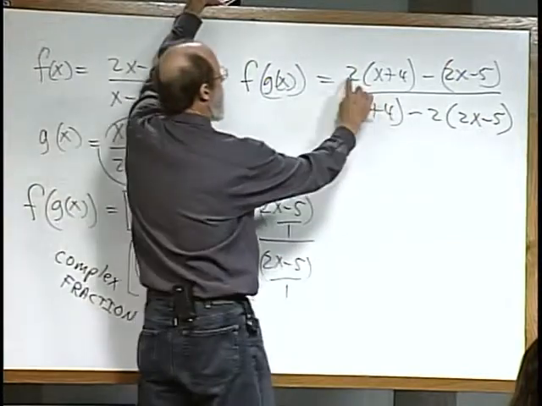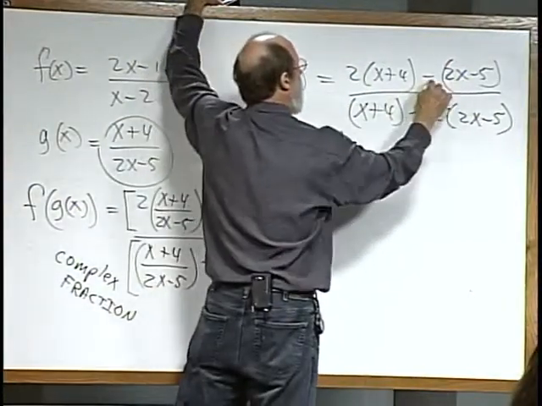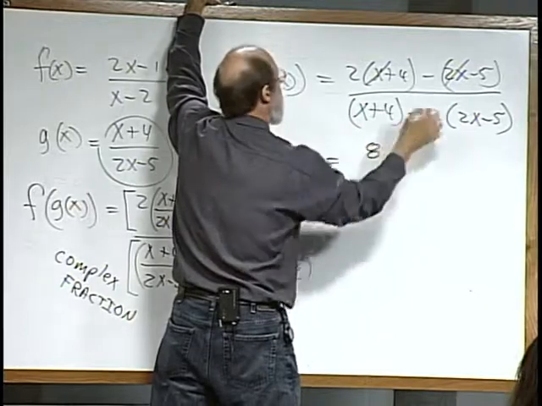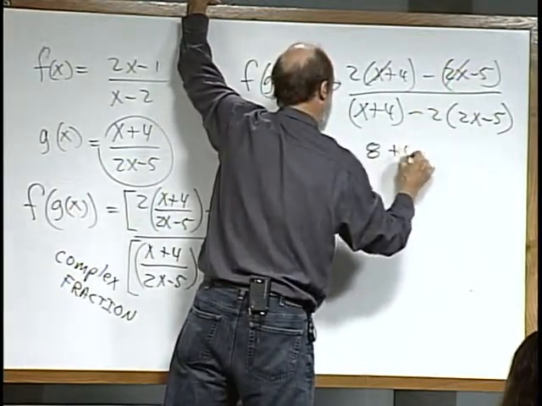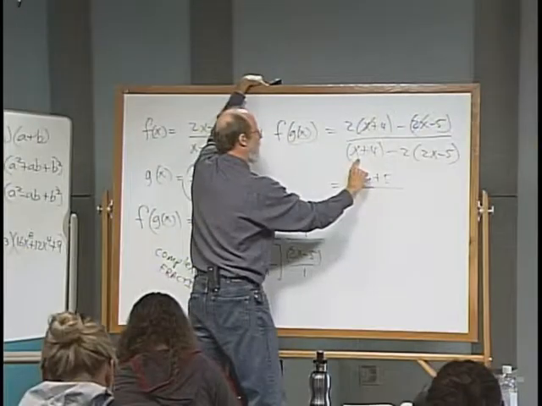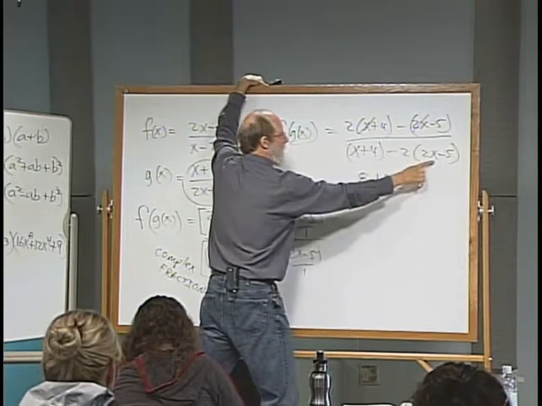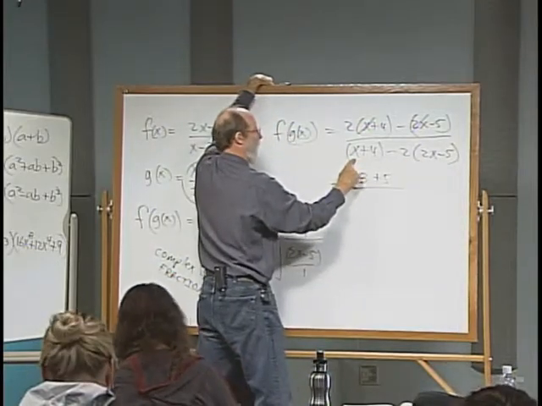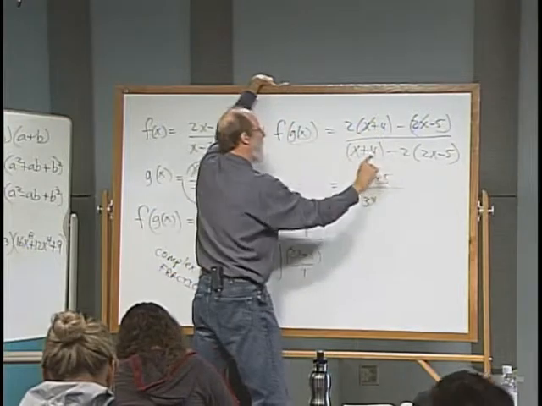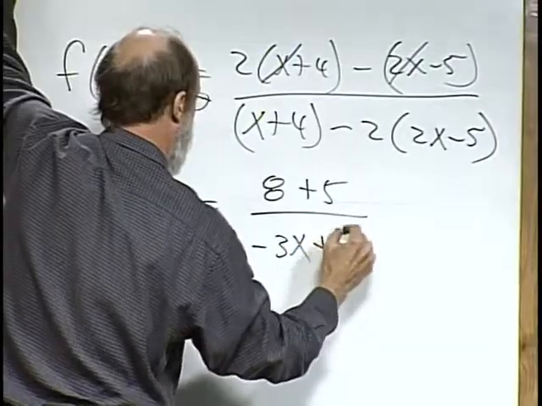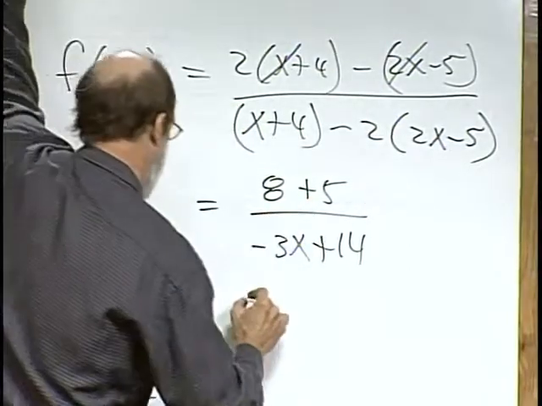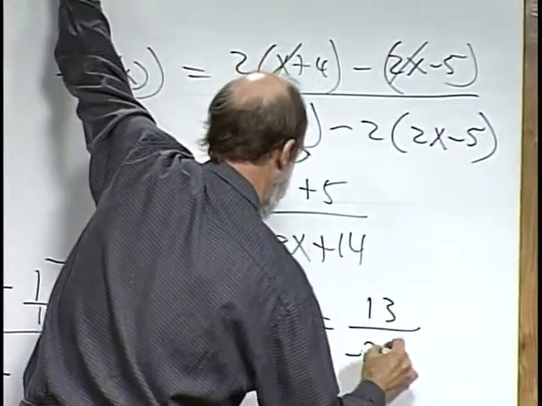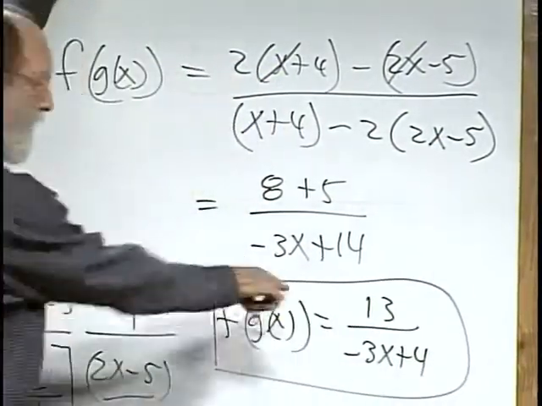Now look what happens here. Do you see a positive 2x here and a negative 2x there? Those cancel out. In your numerator, you're left with a plus 8 minus 5 becomes a plus 5. And down below, we end up with how many x? You should be doing this as quickly as I can. Negative 4x here, plus x. Negative 4x plus x is negative 3x. And then finally, 4 plus 10 is 14. This cleans up a little bit. So f of g of x, final result, happens to be 13 over negative 3x plus 4. You always want to clean these things up.